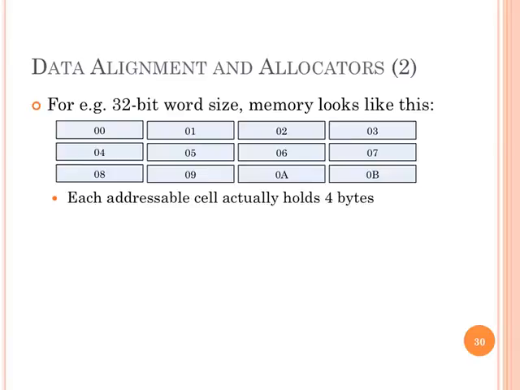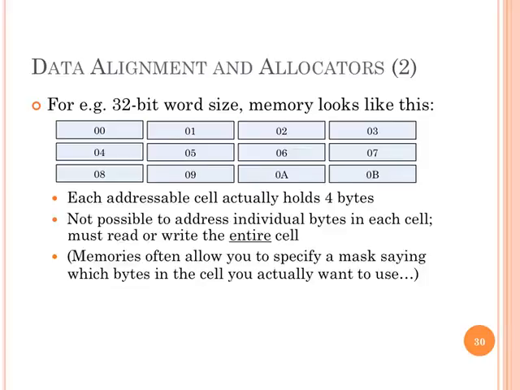A 32-bit word size, so each one of those boxes now holds 4 bytes. And the addresses are slightly different as well. Each box has its own address, just as before. So the first box containing 4 bytes is at address 0. The second box is address 1, with another 4 bytes, and so forth. So you see addressable cells hold 4 bytes. And it really isn't possible to access only the third byte, or only the second byte at a time. You kind of have to access the whole 4 bytes.